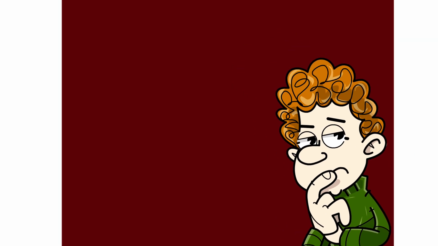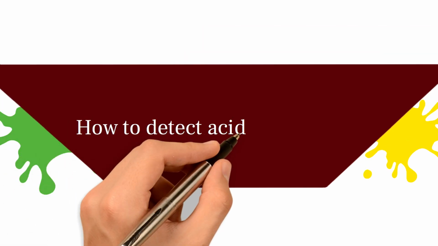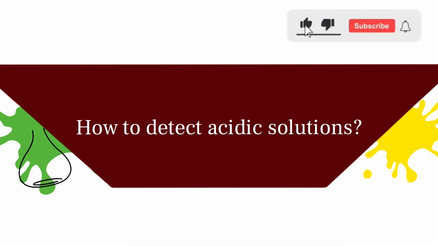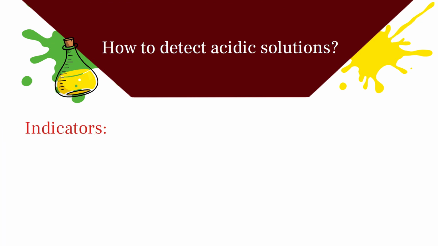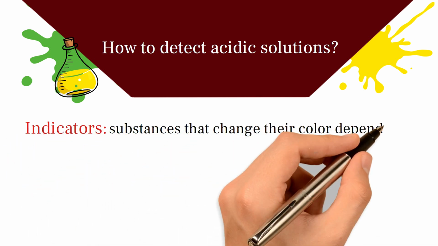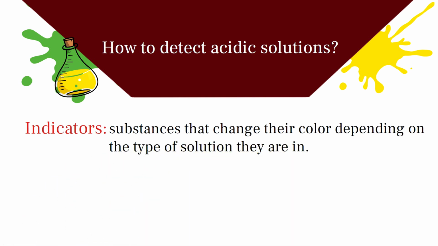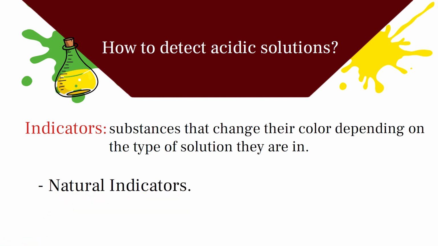But how can I distinguish acid solutions from others in a safe way? Especially since we shouldn't taste them, because they are caustic or burning to the skin and tissues. So let's figure out how to detect acidic solutions together. For this, substances called indicators are used. They are substances that change their color depending on the type of solution they are in. Some of them are natural and some of them are industrial.